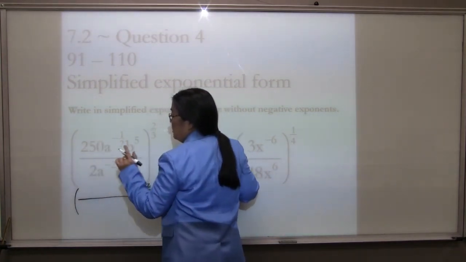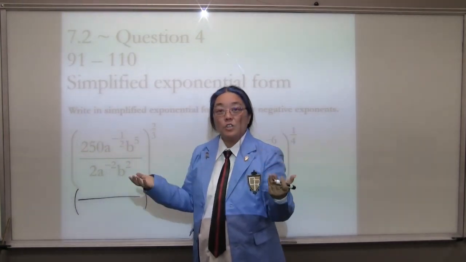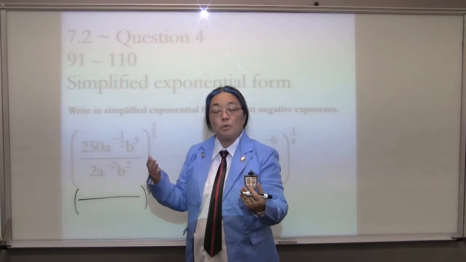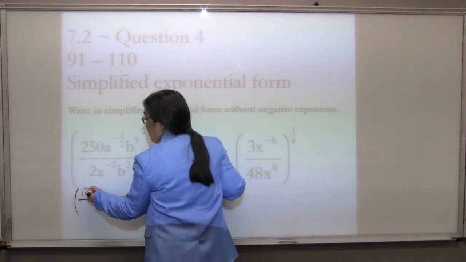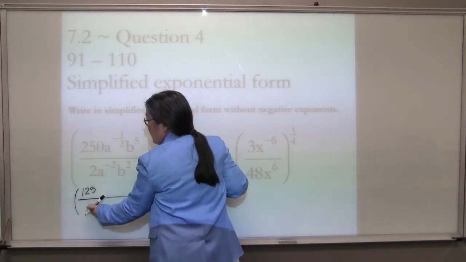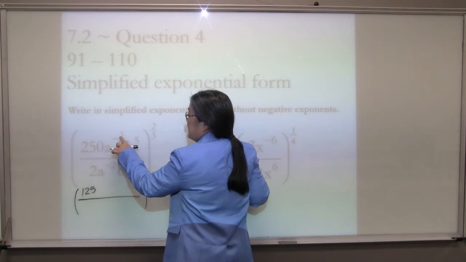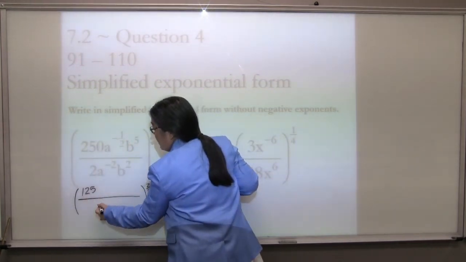250 divided by 2 is 125, but where does that 125 go? 125 is a rational number and can be written as 125 over 1. So I could write 125 over 1, but I don't really need a 1 if it's on the bottom. This has a negative exponent. From our last question, we learned that that would go to the bottom.